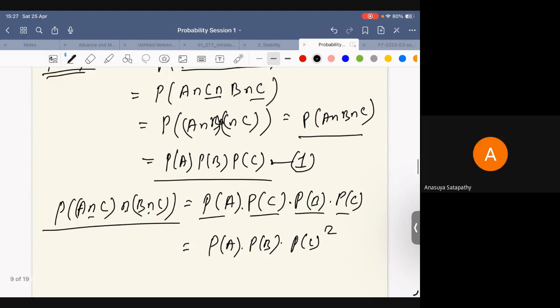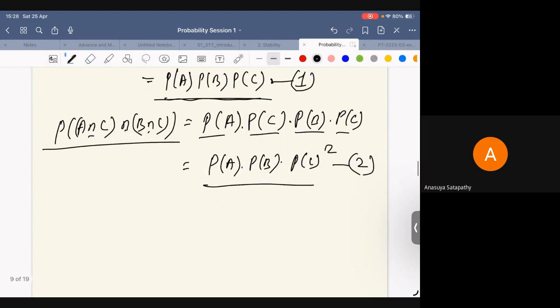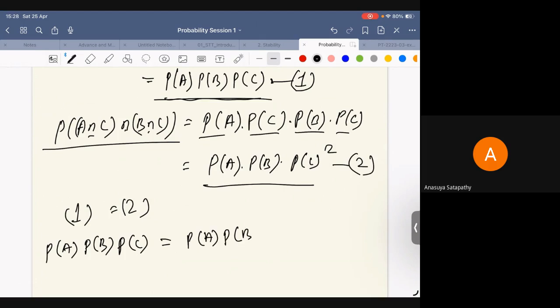Yes. So here in 1, you got this one as the expression. But in 2, you are getting this as the expression. Both are correct, but how can these two be equal? How can option 1 be equal to option 2? That means P of A, P of B, P of C is equal to P of A, P of B, and P of C square. How can this be? P of C is 1 or 0.